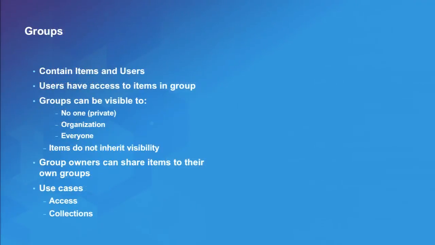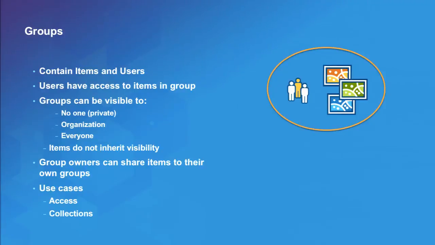And then we have groups. Groups are basically containers of items and users, and any user within a group can see and use any item within that group. So it's a way to collaborate around a certain set of data. You might have one user who's creating a web map and disseminating it to a specific group of people.